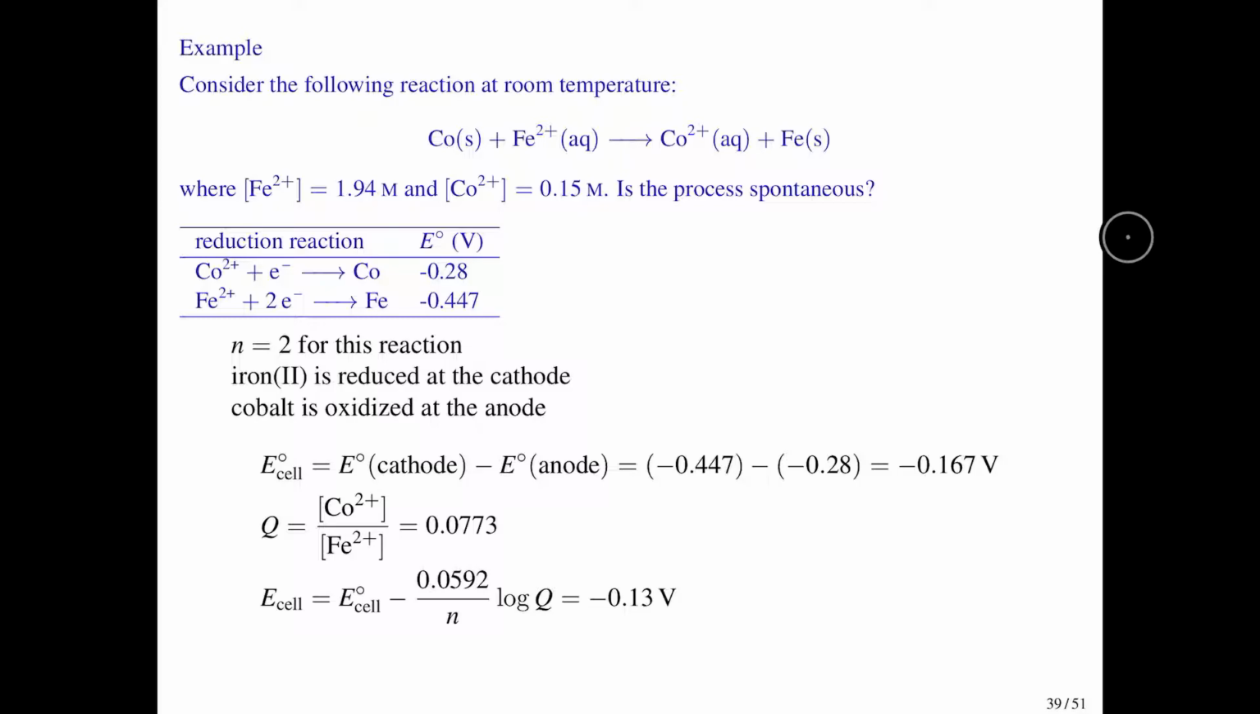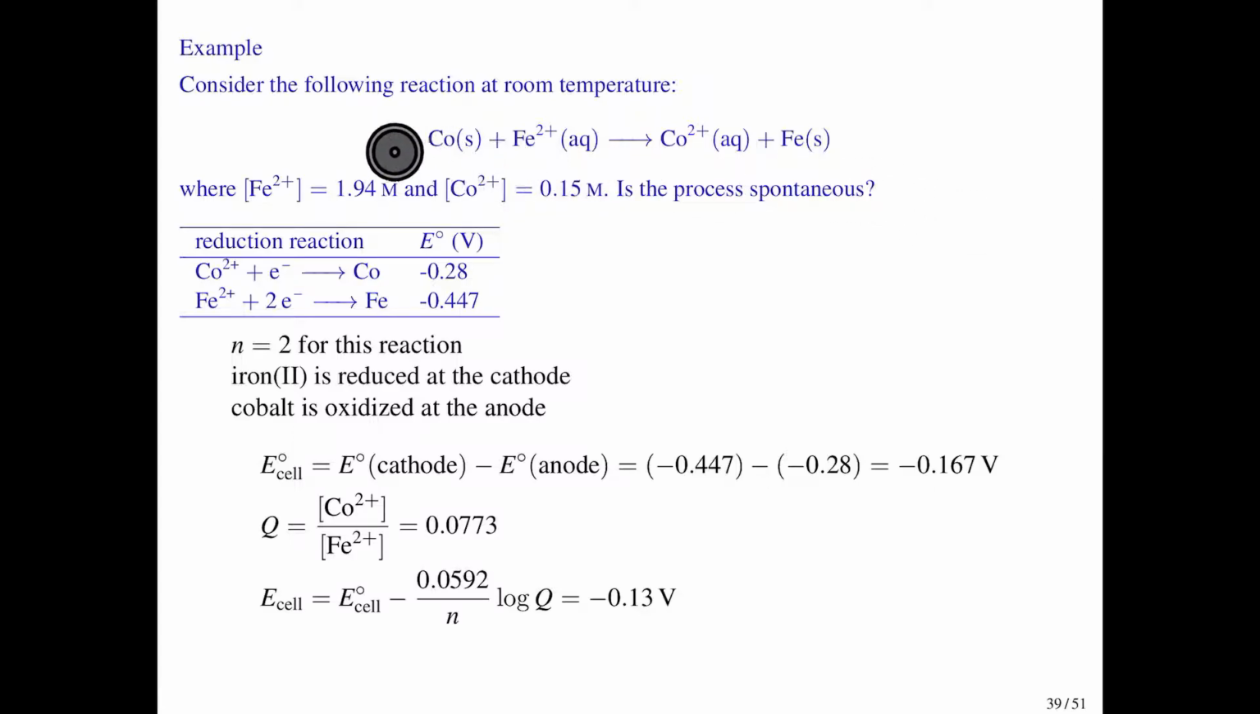In this example here, we are being asked to determine, it's a question, is the reaction spontaneous under these non-standard conditions? And how you do that is you calculate the non-standard cell potential using the Nernst equation. If the non-standard cell potential is positive, that indicates that the forward direction is spontaneous under these conditions. If it's a negative value, that means that the reverse reaction is spontaneous.